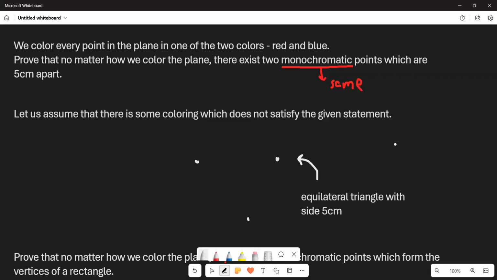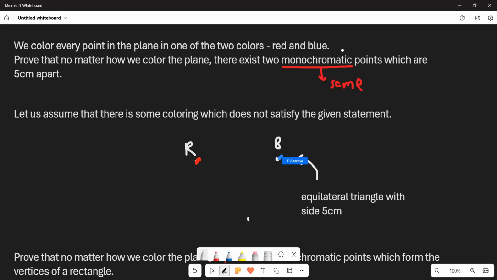Okay, great. So since we have only 2 colors, but we have 3 points, no matter how we color these 3 points, some 2 of them have to be of the same color, right? Let's say this one is red, let's say this one is blue. If this is red, we will have this and we'll be done. If this is blue, then these two will be blue and we'll be done, right? So no matter what we color this point with, we are done.